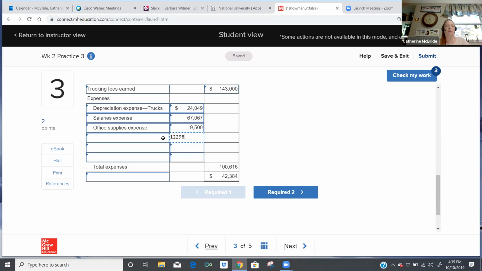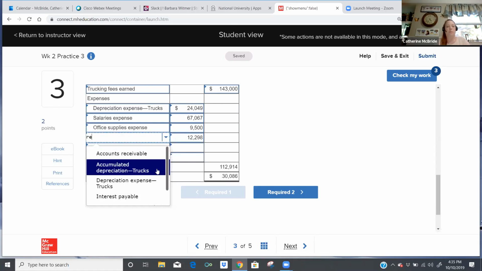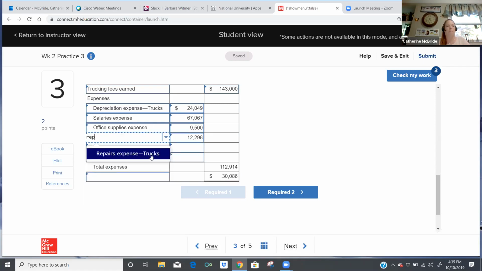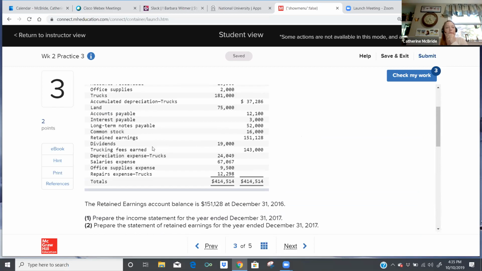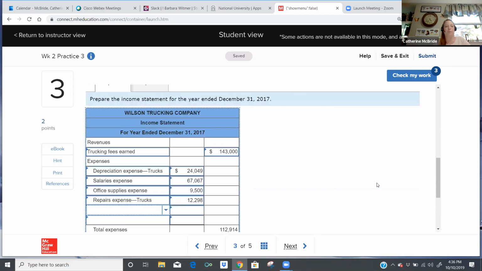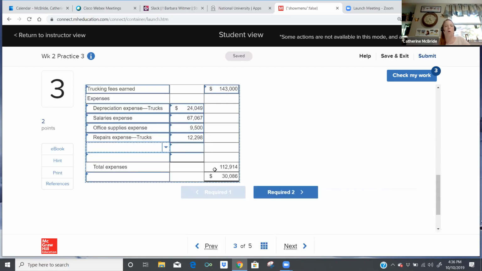Uh-oh, I'm missing something. Trucking fees earned, depreciation, salaries, office supplies, and repairs. Nope, I'm not. So my total expenses, it totaled for me. So this, don't forget this one, is going to be my net income.